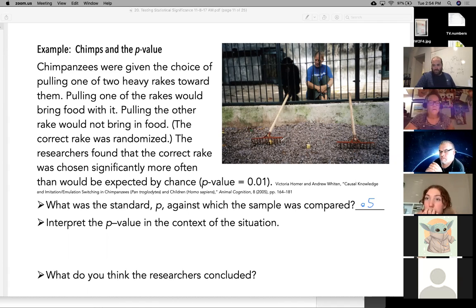So the chimps are more likely to choose the rake with the food because it brings them food. Well, yeah, the chimps were able to recognize where the food was and how to get it. Right? This goes back to the elephant with the eggs. It's the same thing.